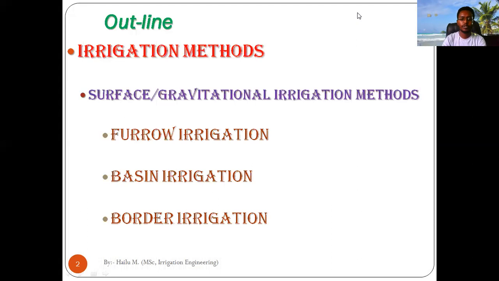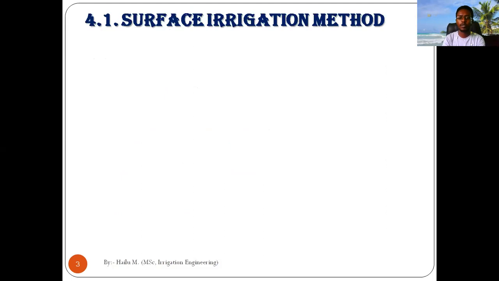So, when we say surface irrigation method, the technique that uses gravitational forces to apply water to irrigable or agricultural fields is known as the surface irrigation application method. This method has different application techniques, like furrow irrigation, basin irrigation, and border irrigation, which are the common ones.